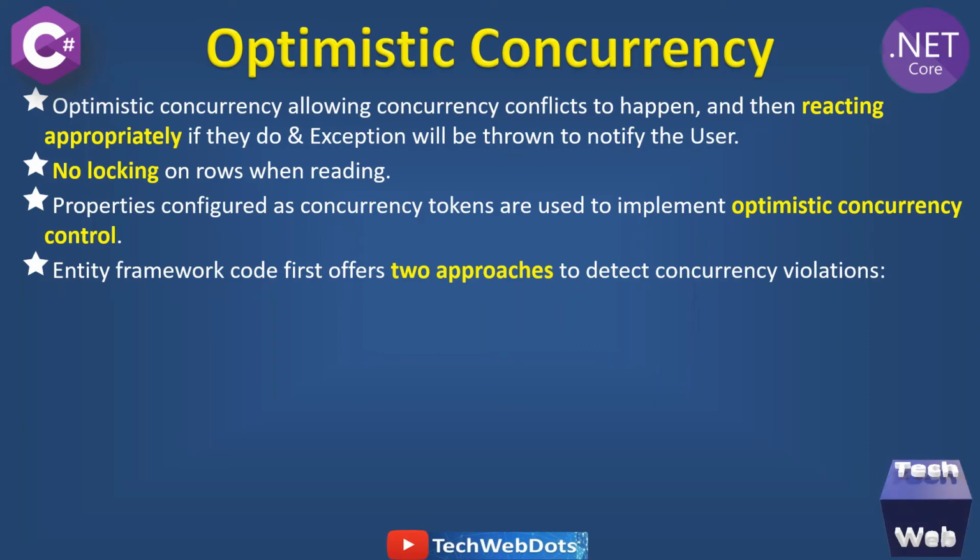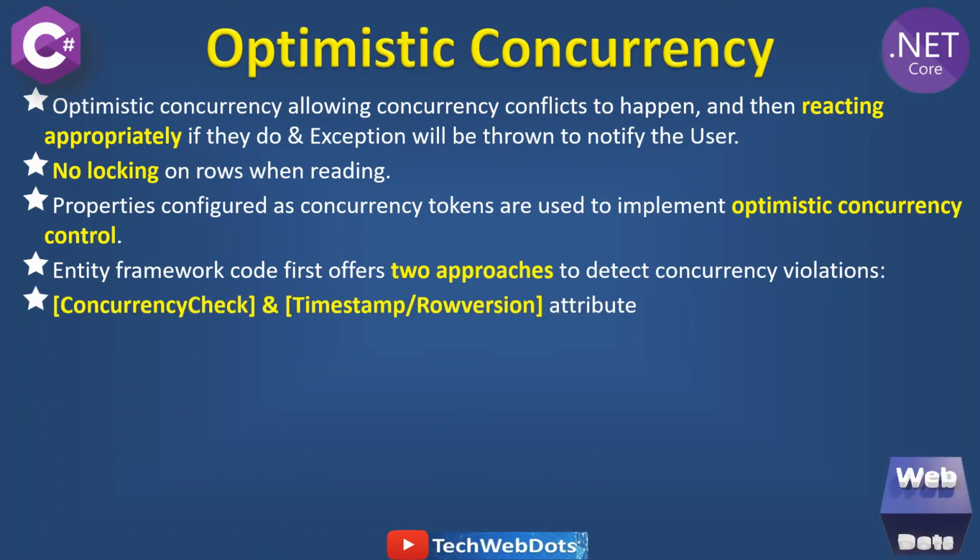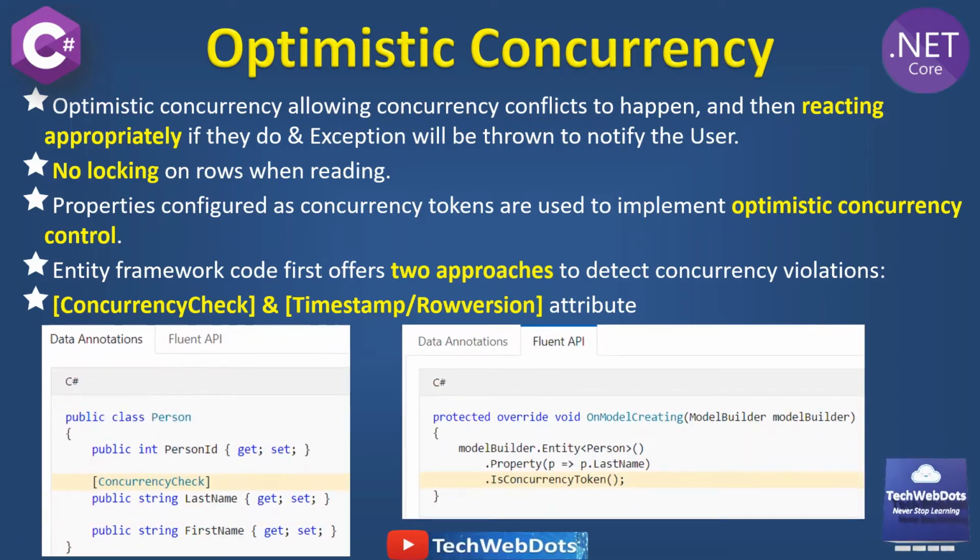Entity Framework Core offers two approaches to detect concurrency violation. The first one is concurrency check, as I specified earlier, and the second one is the timestamp or row version attribute. As you can see in these two images, the first one is done with the help of data annotation, where we are using concurrency check, and in the second image you can see we are doing the same thing with the help of Fluent API.